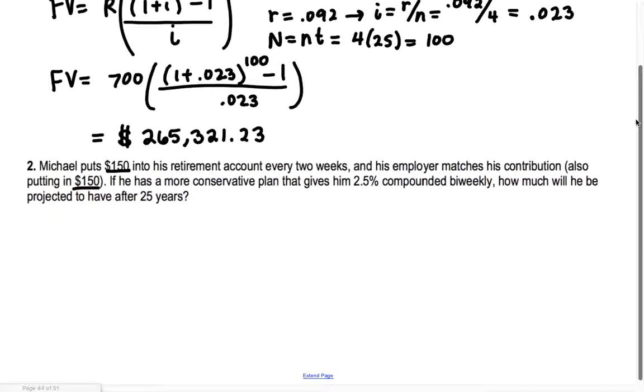All right, so he's putting in money every 2 weeks. That's what I said was like the bi-weekly thing. So what's N in that case? Every 2 weeks.